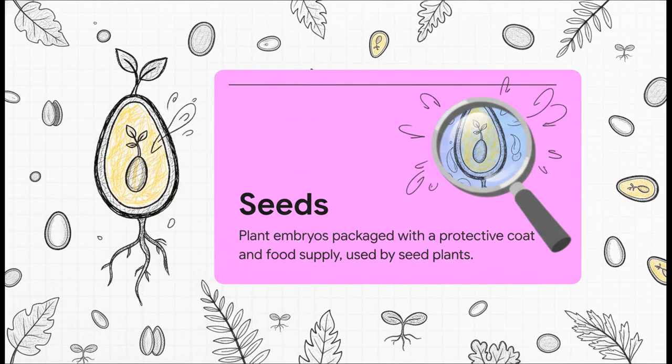Next up, we have seeds, which represent a huge, game-changing evolutionary leap. A seed is actually a tiny little plant embryo. It comes prepackaged with a tough protective coat to survive harsh conditions, and its very own built-in food supply. That stored energy gives the baby plant the boost it needs to start growing before it can even perform photosynthesis. That incredible little package is exactly why seed plants have been so wildly successful all over the planet.